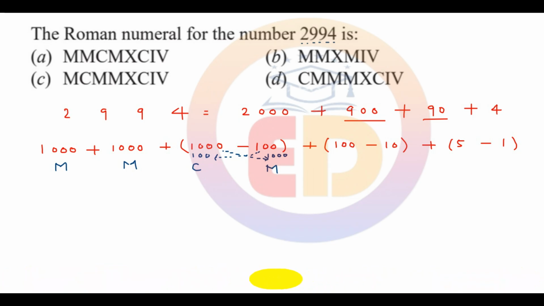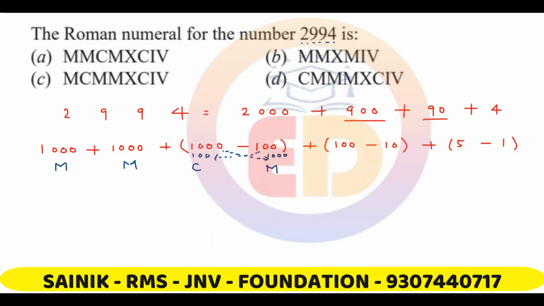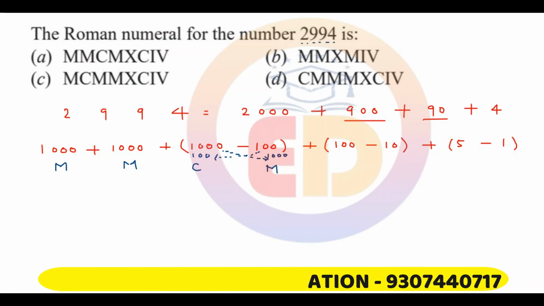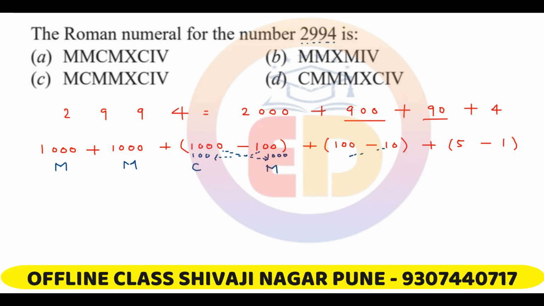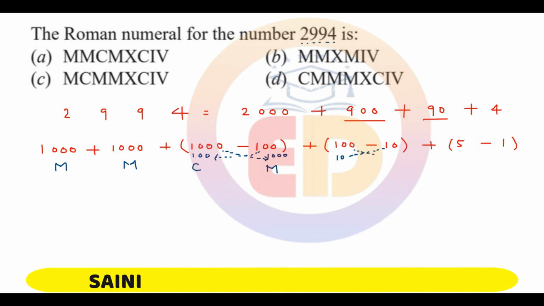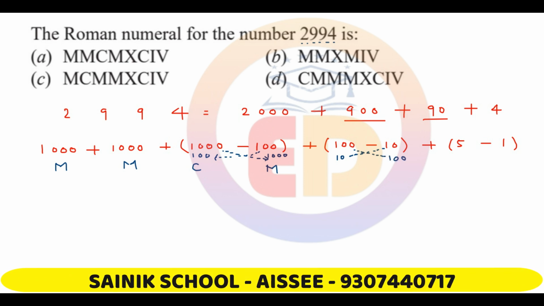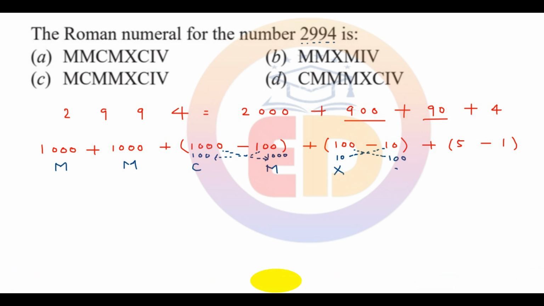So C should be written first and then M should come. Then again in 110, the 10 symbol should come first, which is X. 10 को पहले और 100 को हमें बाद में लिखना होगा, तभी वो माइनस होंगे. So X should come first and C should come later.